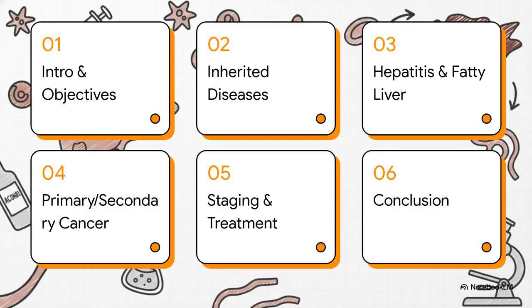First, we'll lay out our learning objectives, what we want to achieve today. Then we'll jump into inherited diseases, followed by the liver's response to injury like hepatitis. After that, we'll tackle the different types of liver cancer, and we'll wrap it all up by connecting the pathology back to how we actually stage and treat patients.